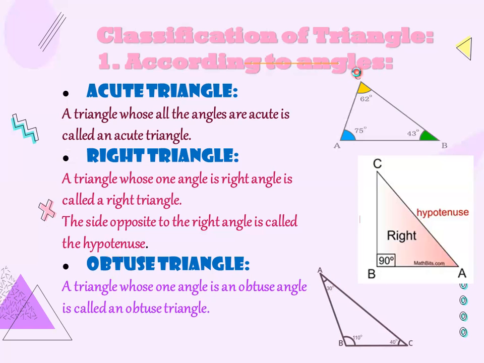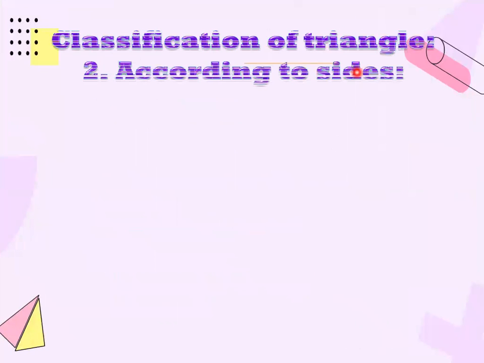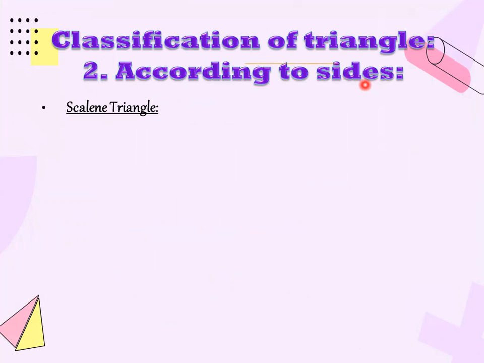Now we are moving towards the classification of triangles according to their sides. So the first classification is the scalene triangle. Now what is a scalene triangle?